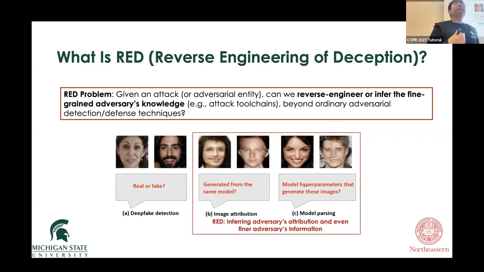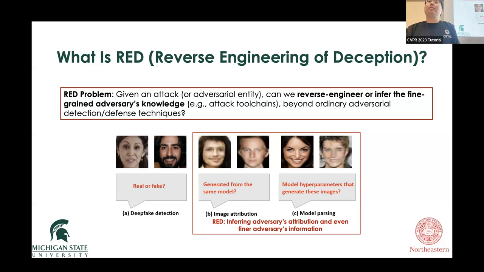However, if we take one more step forward, can you give some knowledge beyond the detection problem? For example, can you tell us whether or not these two images were generated from the same generative model, yes or no? And what's the origin of the generative model used to generate those fake images? That's one example. You can think about that as an attribution problem. The second example: suppose this is an image generated from a generative model. Can you tell me some signatures about this generative model, like what the model architecture looks like and what hyperparameters were used to train it? This is a model parsing problem.